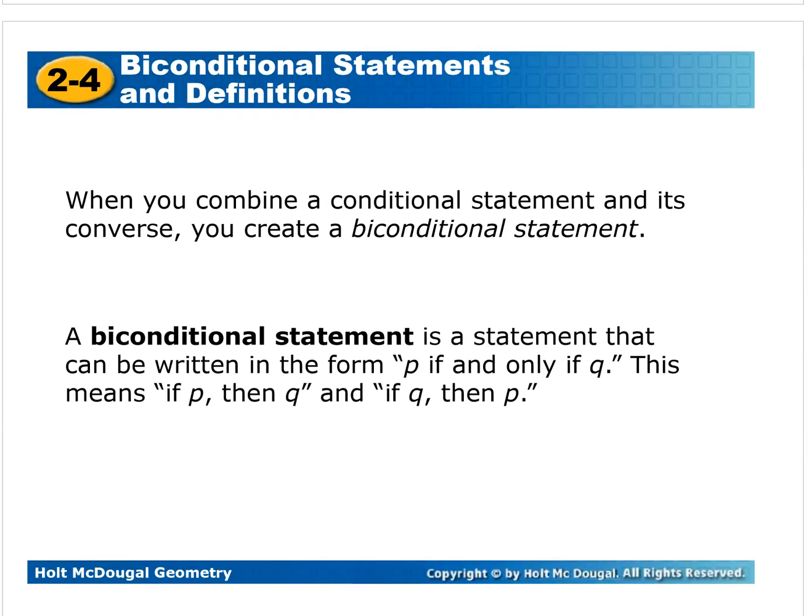So when you combine a conditional statement and its converse, remember the flippy version, so PQ, QP, you create a biconditional statement. The way this works is you're going to have the words "if and only if" instead of "if and then." So you're going to take out your if and then, and you're going to just write in the middle, if and only if.